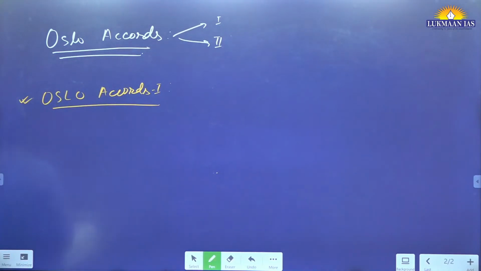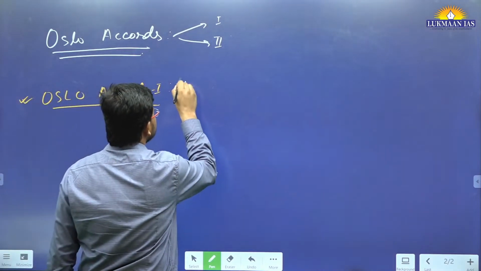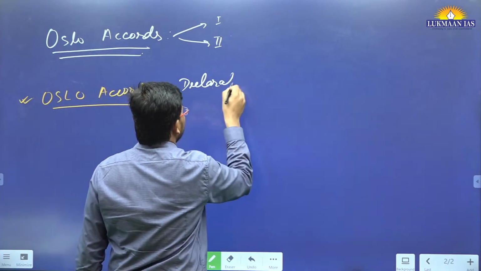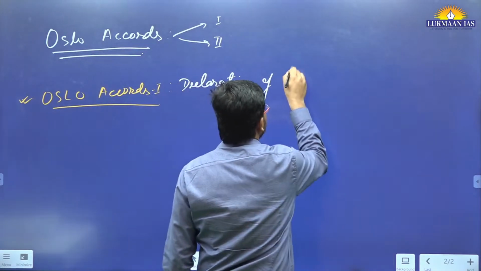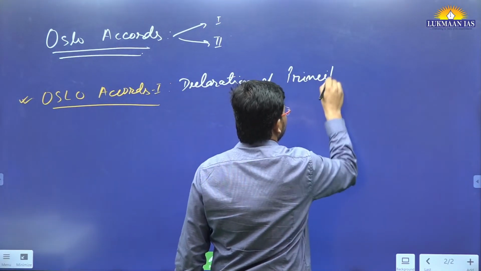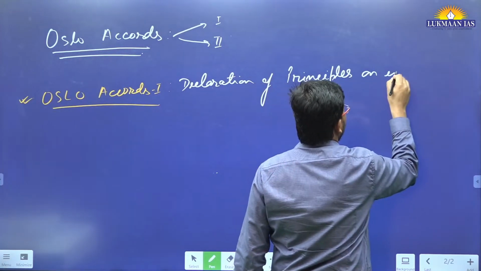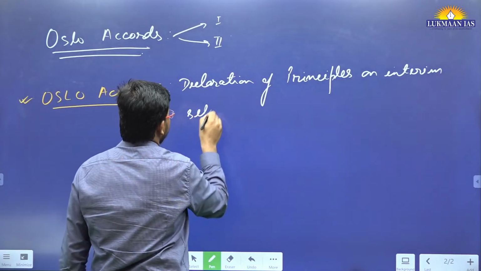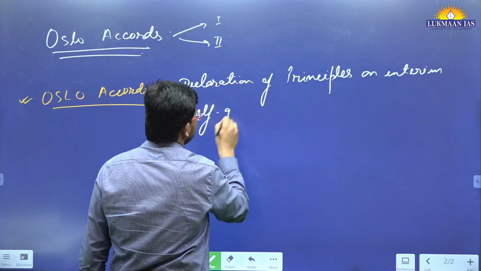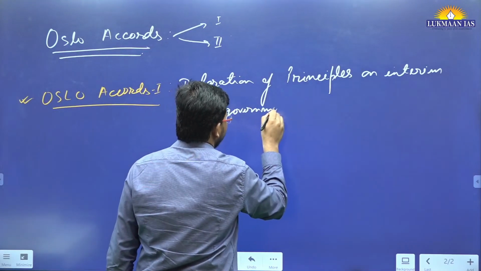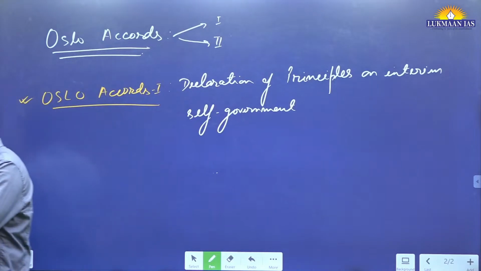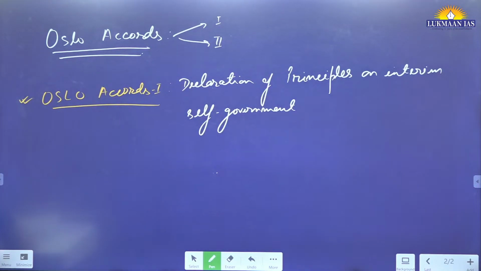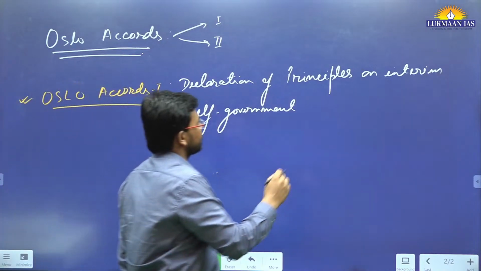When we talk about the Oslo Accords, its official name is Declaration of Principles on Interim Self-Government Arrangements.